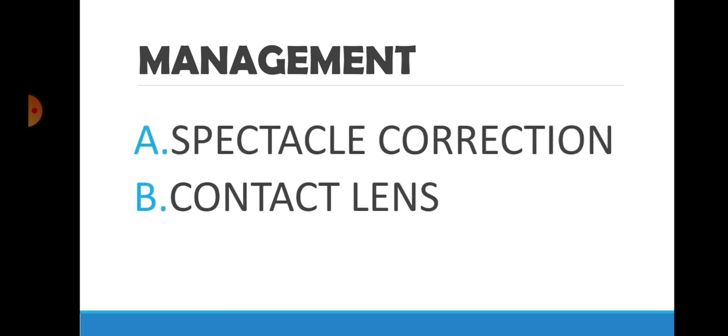Now, management. We can use spectacle correction. As I told you, a cylindrical lens can be used to correct astigmatism, or we can use contact lenses. For irregular astigmatism, there is different power distributed in the two meridians, and it cannot be corrected with spectacles. So we have to use RGP contact lenses to correct irregular astigmatism.